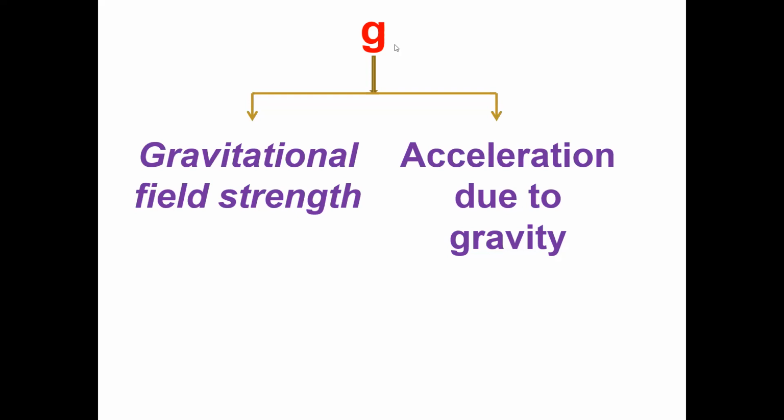If something is falling, and it is falling freely, then G has a meaning of gravitational acceleration. So G has two possible translations. One, gravitational field strength, and second, acceleration due to gravity. So now you have to copy this screen as the first concept of today.